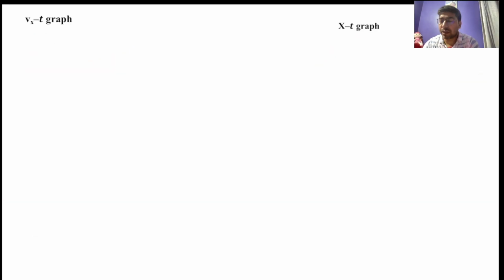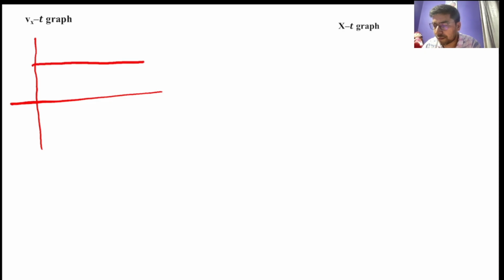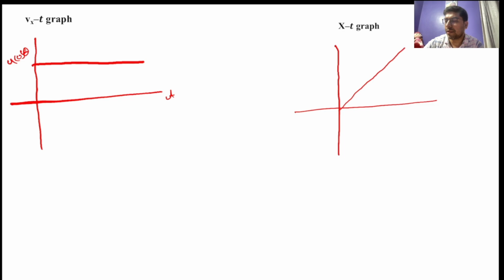Now we have to discuss velocity in x direction versus time. There is no force along x direction, so it will be constant with time. And this constant is how much? U cos theta. And displacement obviously will increase with time, right?